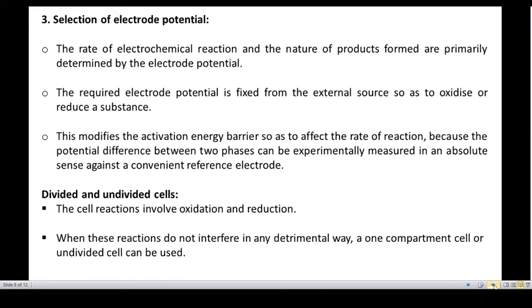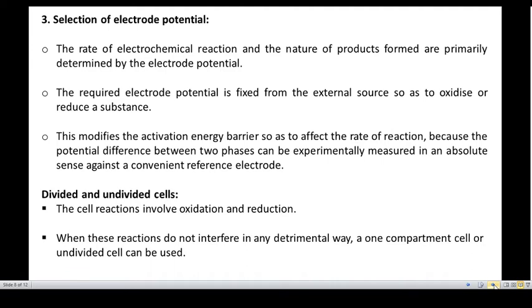The rate of the electrochemical reaction and the nature of products formed are primarily determined by the electrode potential in all electrosynthetic processes. Therefore, the required electrode potential is fixed for a particular electrochemical reaction from the external source. Okay, how to choose the electrode potential? It is chosen and fixed by the theoretical knowledge of a reaction from the external source so as to oxidize or reduce a given reactant or substance.